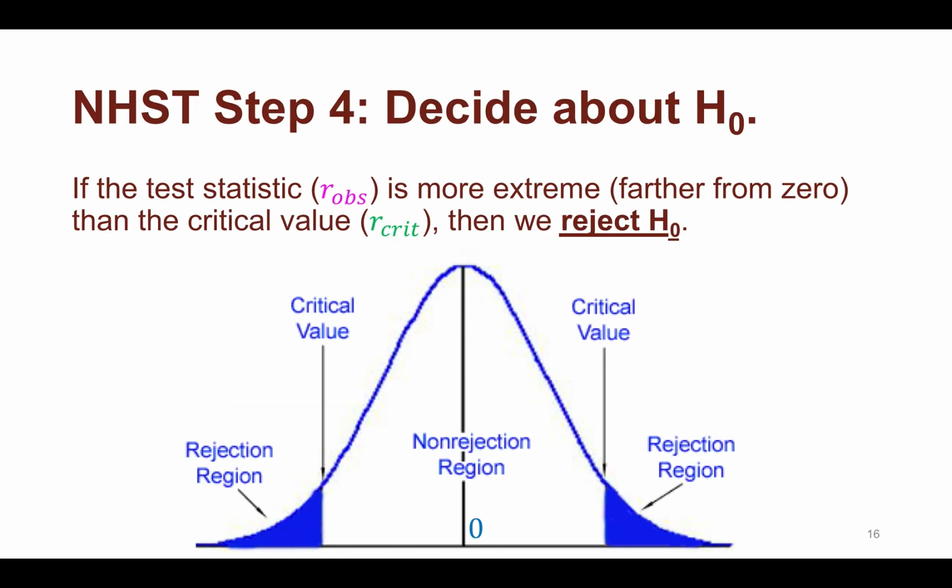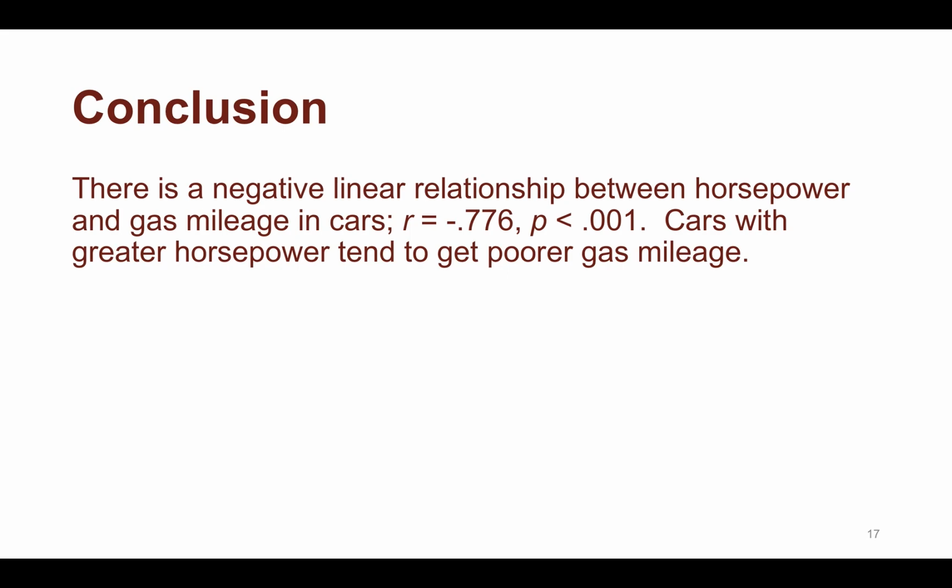So we can basically just return to our image here. We find that the observed R, our obs, is more extreme. It's farther from 0 than our crit. So its absolute value is greater, 0.776 compared to 0.349. And so we can reject the null hypothesis. We can conclude that this is a significant relationship between gas mileage and horsepower. So our conclusion: there's a negative linear relationship between horsepower and gas mileage in cars. We can report our statistics and then say cars with greater horsepower tend to get poorer gas mileage.